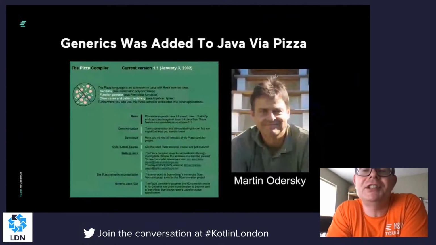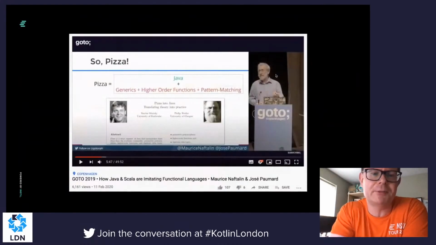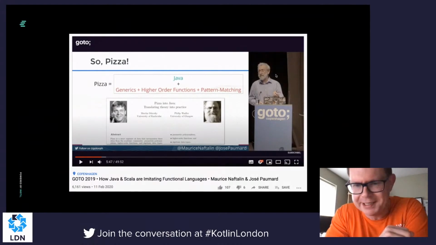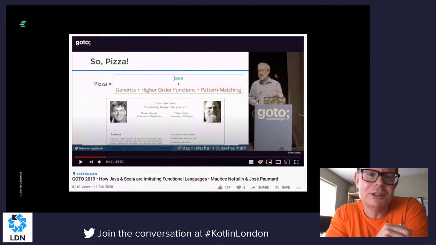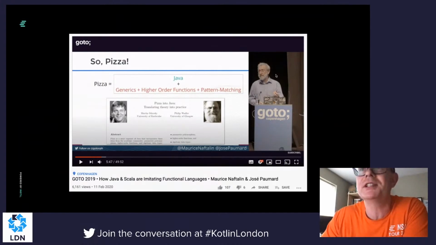So when they added generics to Java, it was first prototyped through a language called Pizza. Martin Odersky was the main person there, who of course then went on to develop Scala. So if you're not familiar with Pizza, it's well worth your time. I would refer you to a tremendously good talk from GOTO Copenhagen back in 2019, which goes into detail about how Pizza prototyped many of the features that we now enjoy in Java and Kotlin and Scala and so on, and even some features that are still to come. So a brilliant talk, well worth your time.